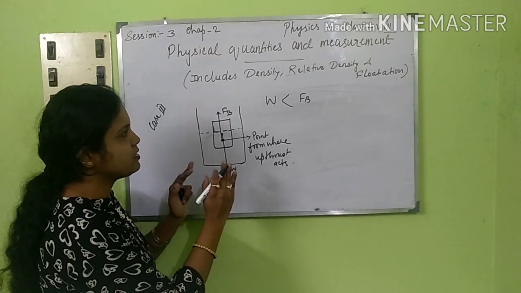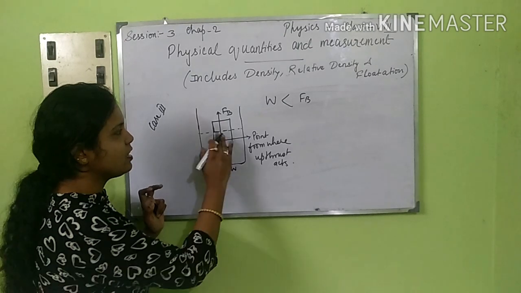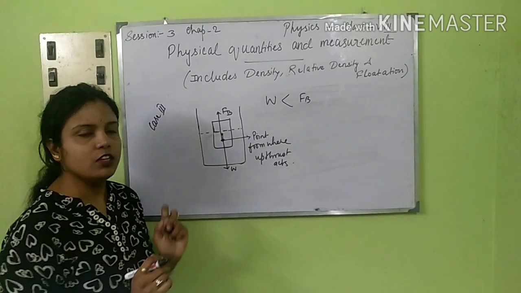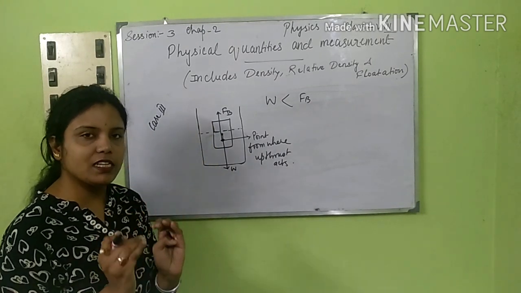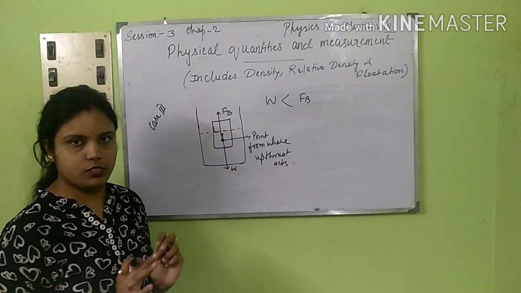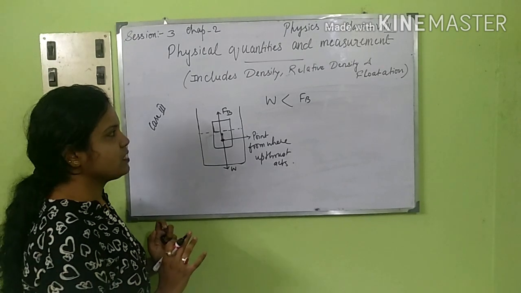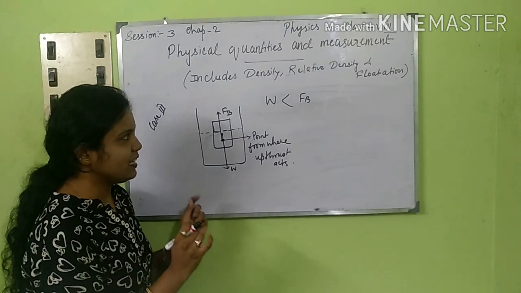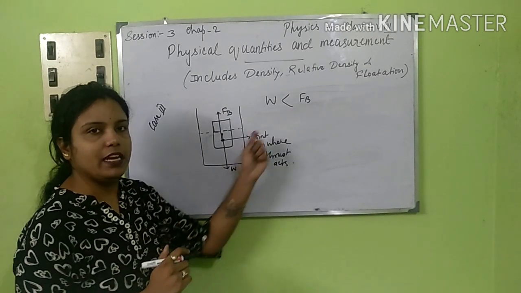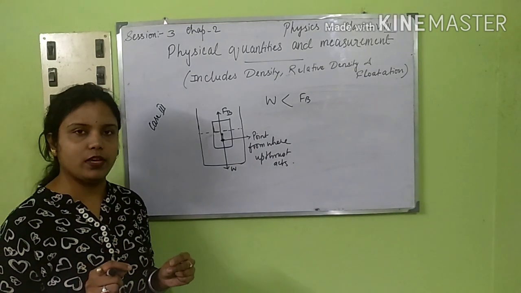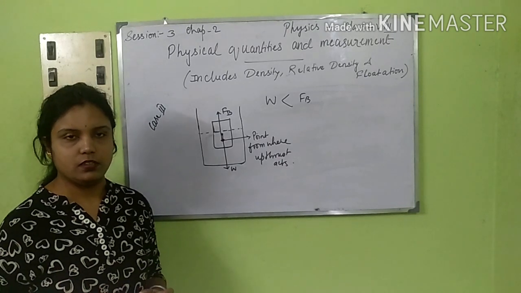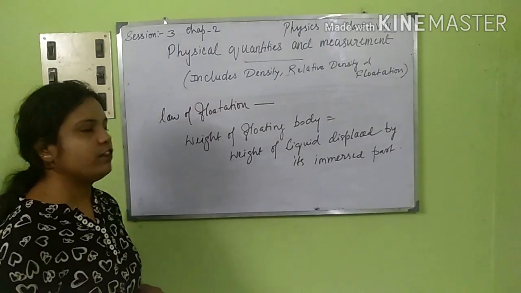And in this case, since the upthrust is more than the weight, the body partially floats above the water. And which portion remains inside the water? The one whose weight is equal to the buoyant force. Now in this case, we have one more thing to say: the density of the body is less than the density of the liquid. Okay, I have written down the law of flotation here.